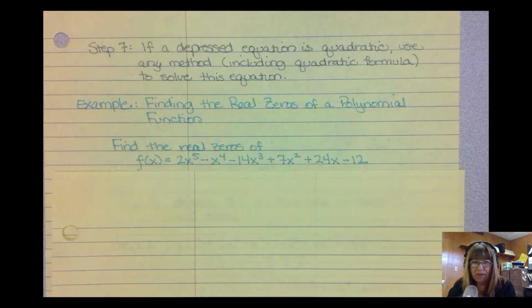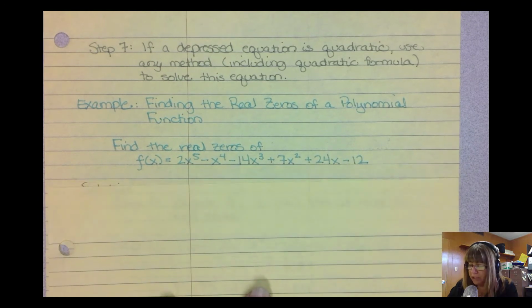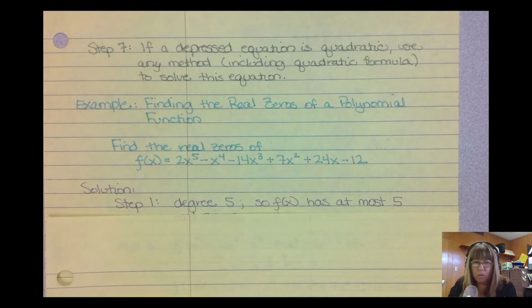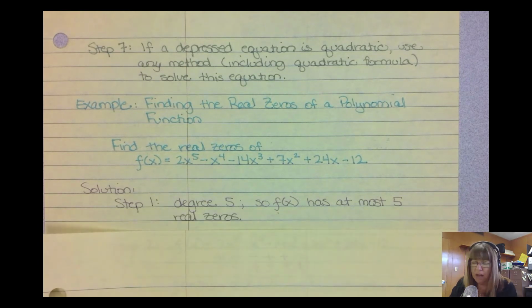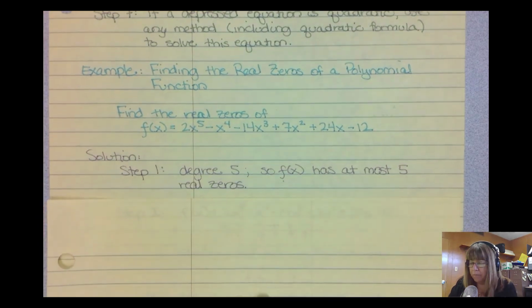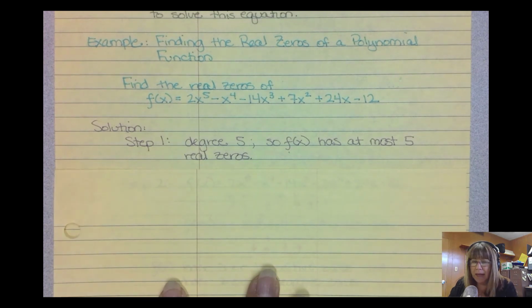Let's say we have this polynomial, f of x equals 2x to the 5th minus x to the 4th minus 14x cubed plus 7x squared plus 24x minus 12. First things first, we want to do step 1, which is figure out what degree it is. Well, our degree is 5, so f of x has at most 5 real zeros. We don't have to go anything past 5 if we find 5.